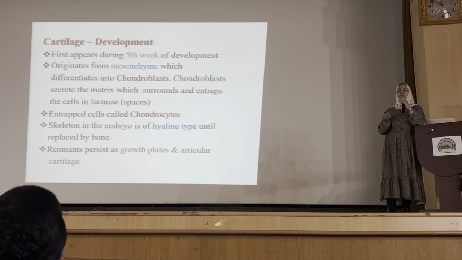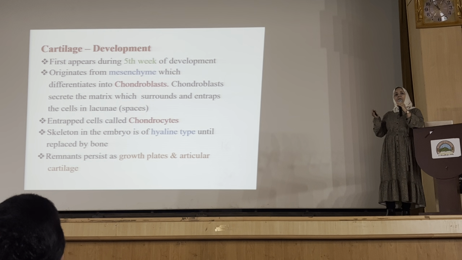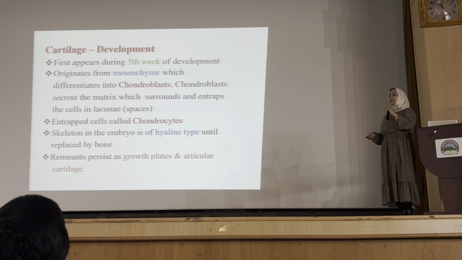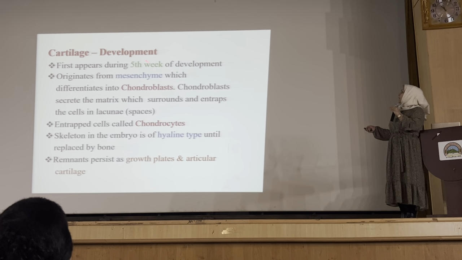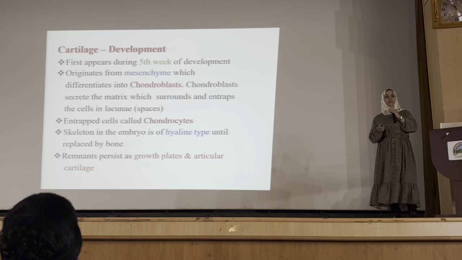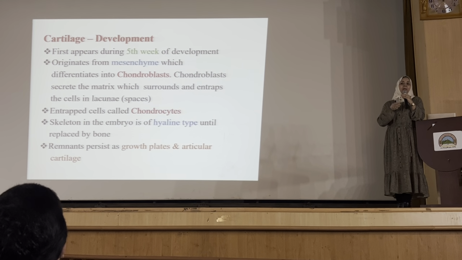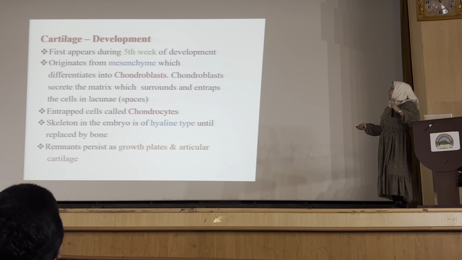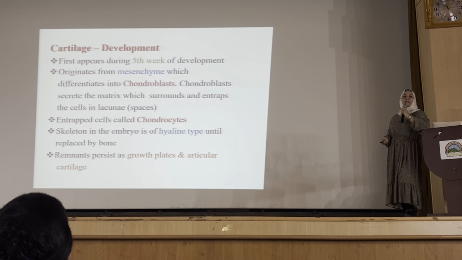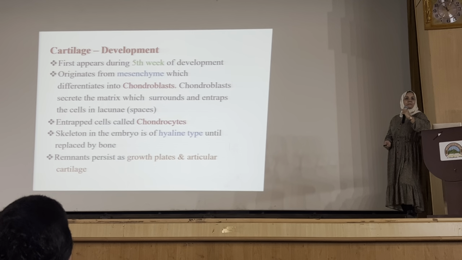So the main component of the cartilage is the matrix, which is initially secreted or produced by the chondroblasts, and chondroblasts originate from the mesenchyme during embryogenesis. The old or mature cells will be trapped in a space called lacuna, and they are mature and inactive cells, while chondroblasts are young active cells.